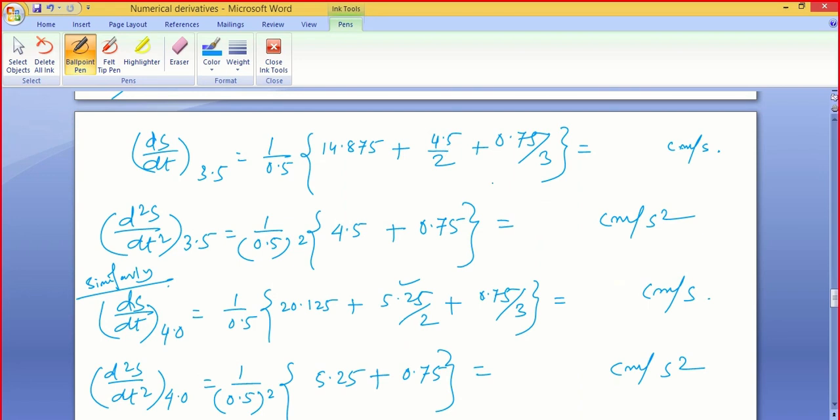All values you have calculated here. Yes, sir. Velocity at 3.5. 34.75. Very good. Acceleration at 3.5. 21 centimeters per second square. Velocity at 4. 46 centimeters per second. Only 46. Acceleration. Last acceleration 24. Very good.